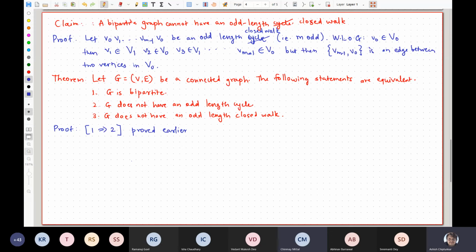Okay, if I summarize your proof, your algorithm is the following: start by coloring some vertex arbitrarily, and then for every neighbor of that vertex give a different color, and then continue this process.